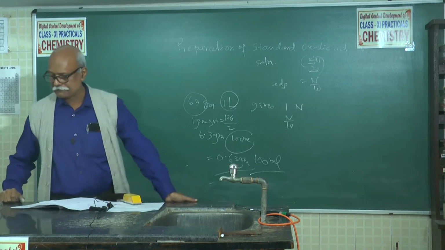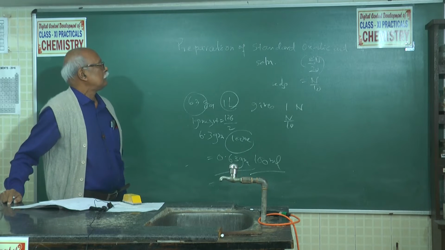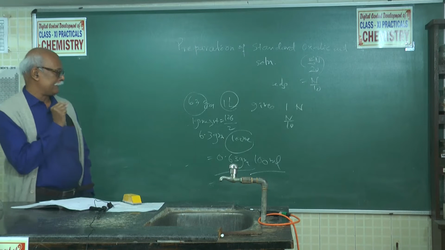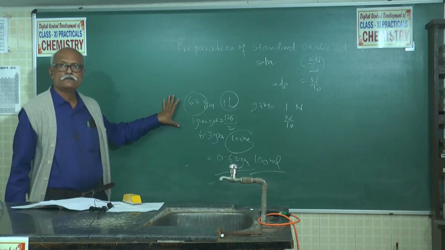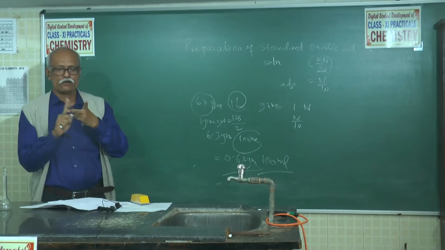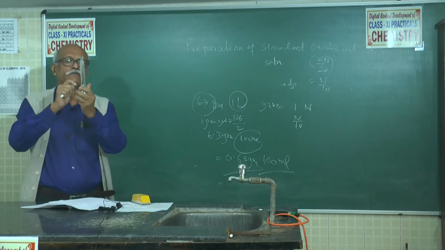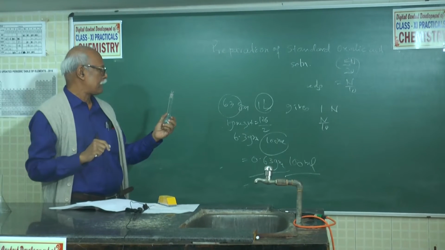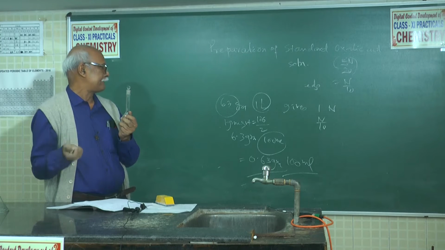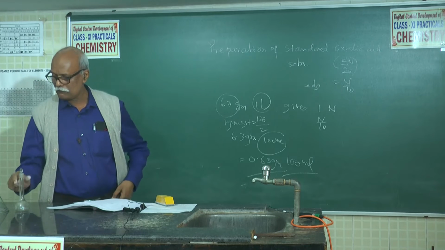So let us prepare a decinormal solution of dihydrated oxalic acid. You have to weigh out correctly because this is a standard solution. Your weight must be correct and volume must be correct. Two things must be correct. So the volume will be 100 milliliter. This is a 100 milliliter measuring flask, or volumetric flask, and in this you have to weigh out 0.63 gram of oxalic acid. We shall show you how to take the weight and how you can prepare this solution.